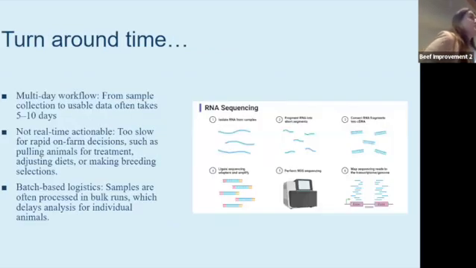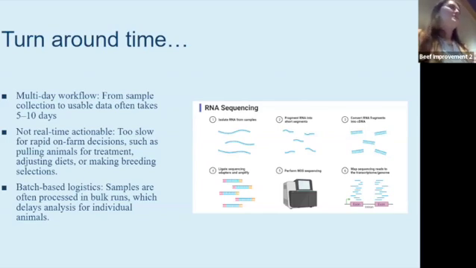And in my opinion, if we're talking about practicality, one of the biggest issues is turnaround time. This is the case with a lot of genomic information, but it is a multi-day workflow. It can take anywhere from 5 to 10 days, depending on what lab you send it to. They could do it all in one day, but most labs are pretty swamped. So it's not necessarily real-time actionable.